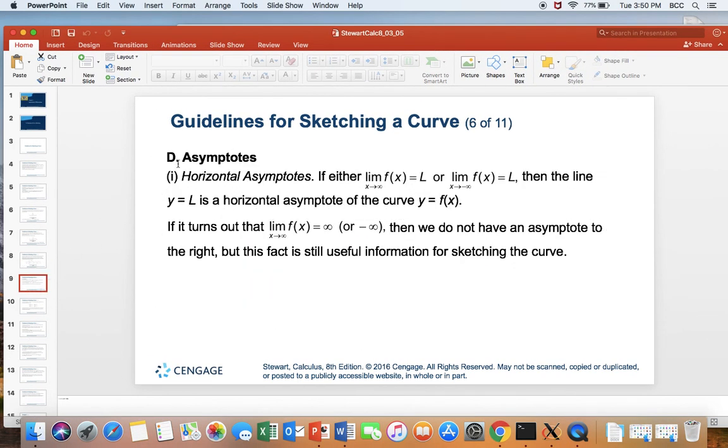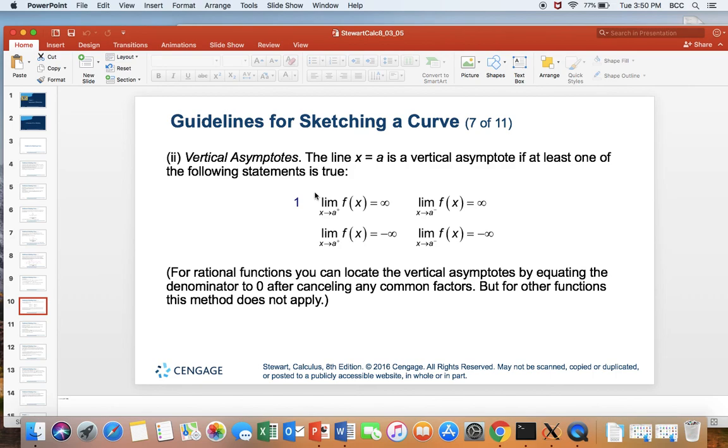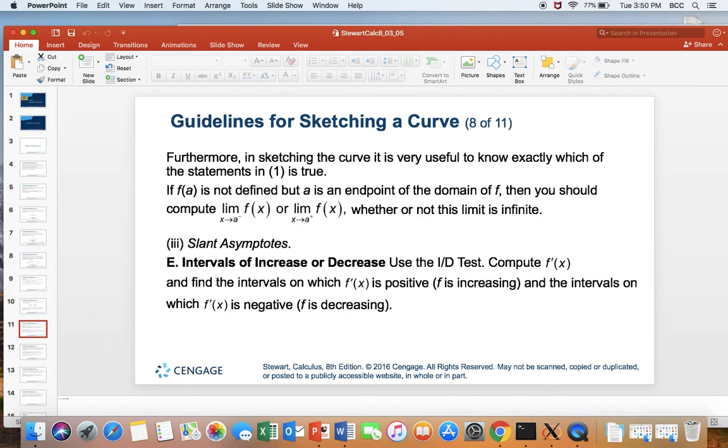Next item, asymptotes. You want horizontal asymptotes, or you're looking for vertical asymptotes, or you're looking for slant asymptotes.